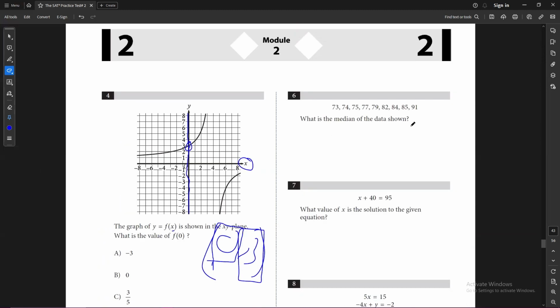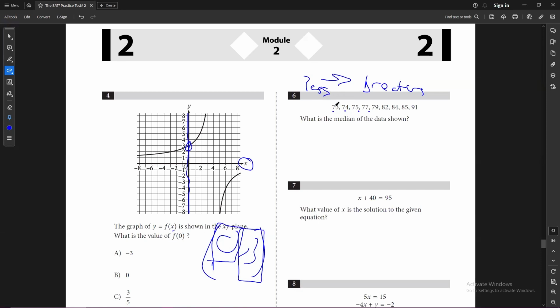What is the median of the data shown? So basically, guys, if you want to find the median of a data set, first you have to sort the numbers from least to greatest. Looking at this data plot, I see it's actually listed from least to greatest, so it's going to save us a lot of time. But if it wasn't, you'd just sort them like 73, 74, 75, 77. You should make sure that it's sorted in the correct order.